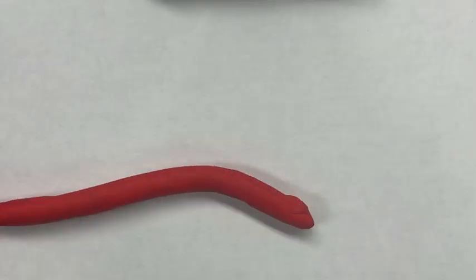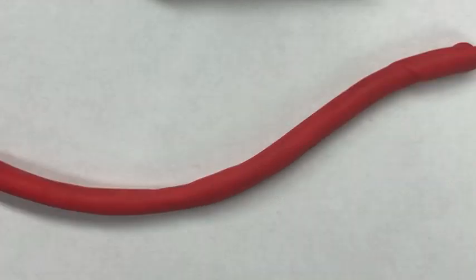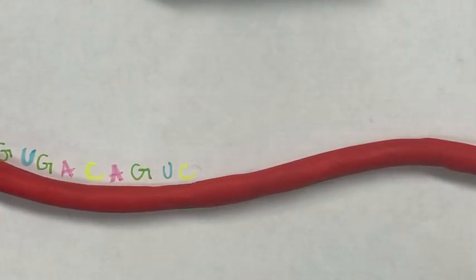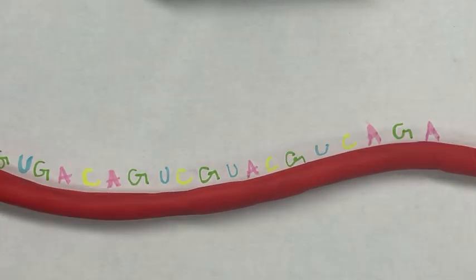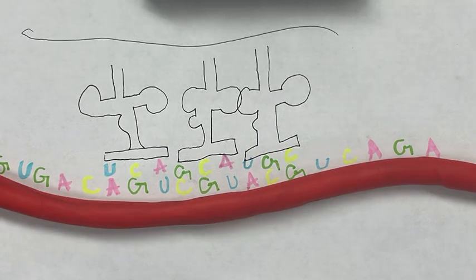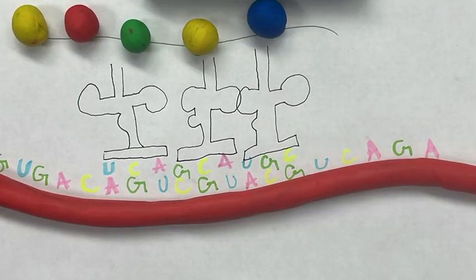This is translation. First, the mRNA will go to the ribosome. Second, a corresponding tRNA anticodon will attach to a three-letter mRNA codon, which is a corresponding amino acid. Third, the amino acids will form a polypeptide protein chain.